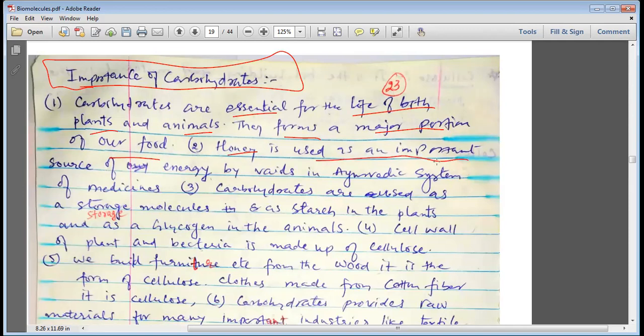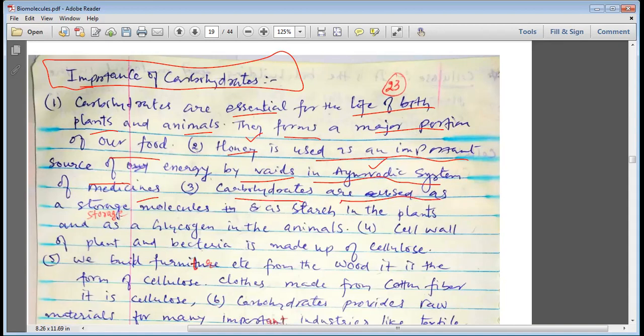Honey is used as a source of energy in the Ayurvedic system of medicines. Honey, which is made up of dextrose or glucose, is an important source of energy, and this important source of energy has been utilized since ancient times. Our Vedic Ayurvedic acharyas have used honey as a source of energy with the various medicines.